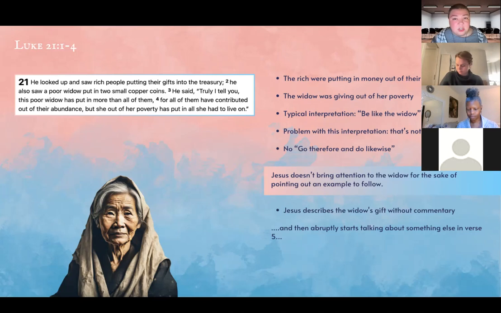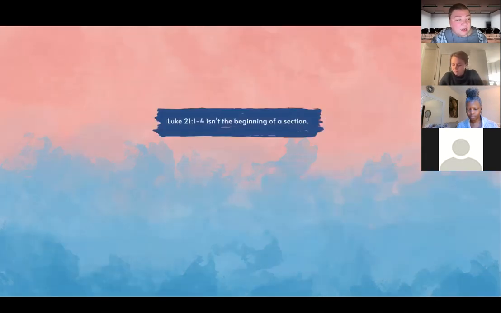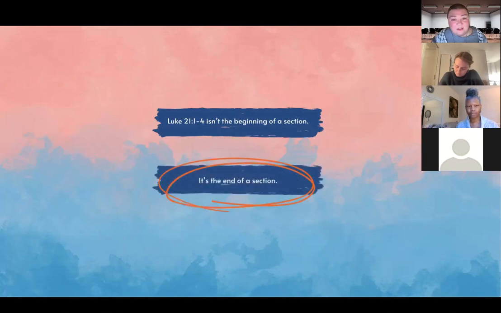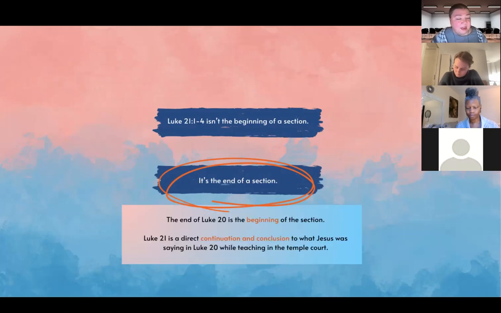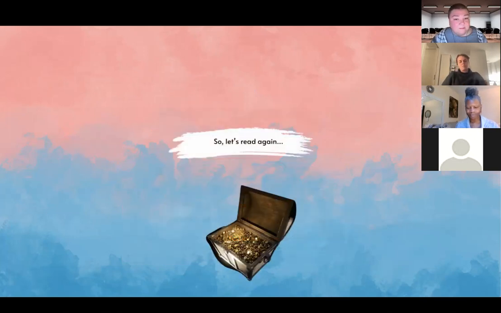So why does Jesus mention it at all? Because as the context reveals, Luke 21:1-4 isn't the beginning of the section. They're the end of a section. The beginning of the section is what we read earlier, the end of Luke 20. Luke 21 is the continuation. So let's read it again like one block, the way that it's meant to be read.